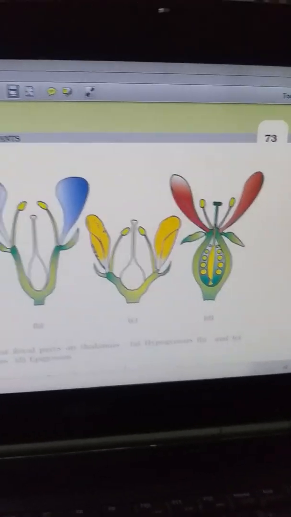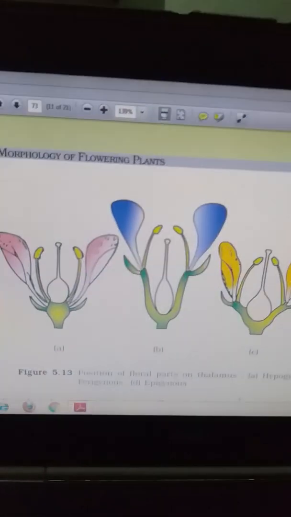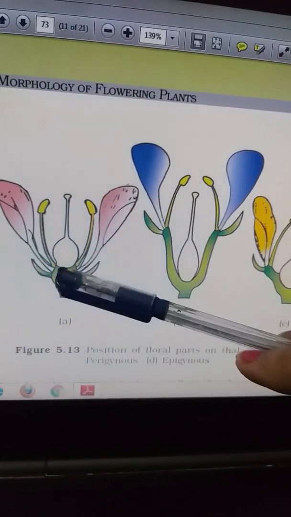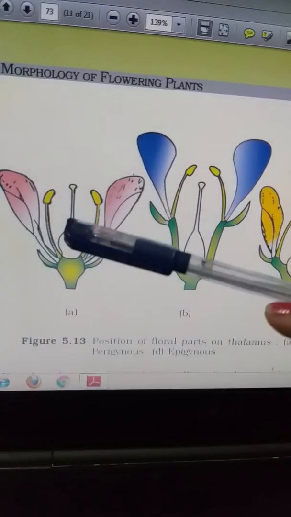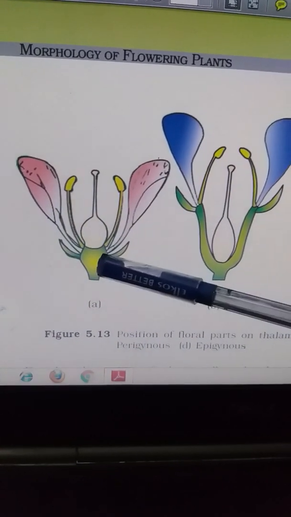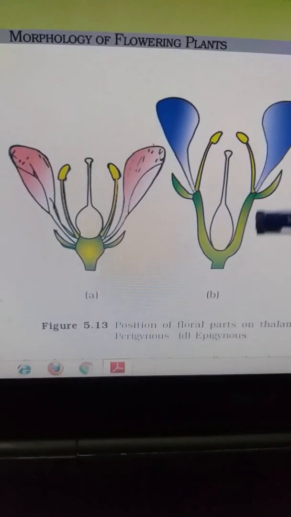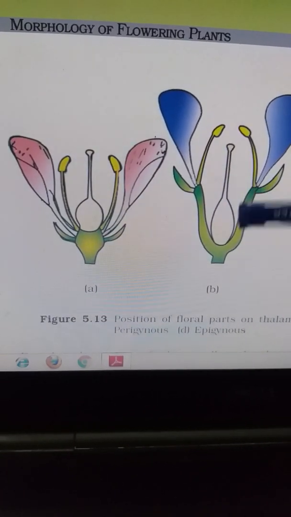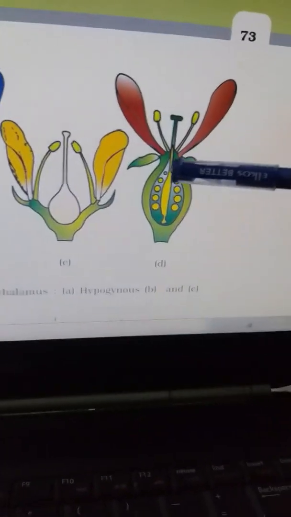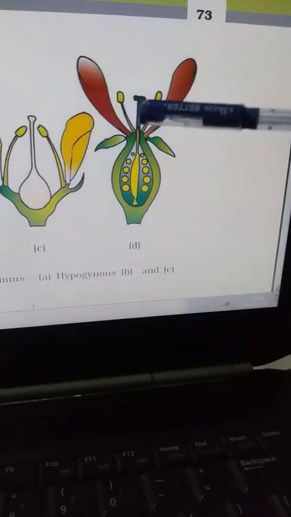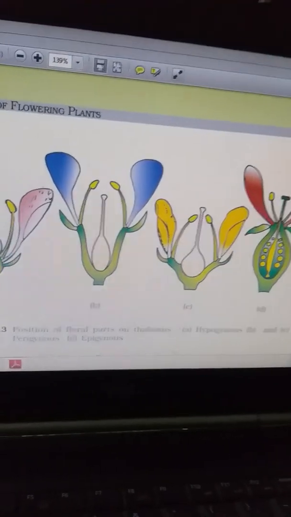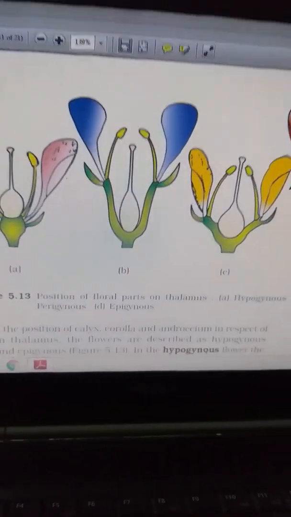Okay, now here you see, this is the position of the floral parts. If this is the thalamus, and this is the position of the stamen or the carpel, you see here the ovary is situated above the thalamus. So this position is known as hypogynous. Inside, see B and C, this is known as perigynous. And last, D, you see, it is completely enclosed within the thalamus, so that is known as epigynous. Okay, so hypogynous, perigynous and epigynous, these are the three terms.